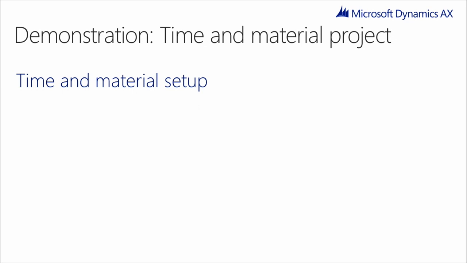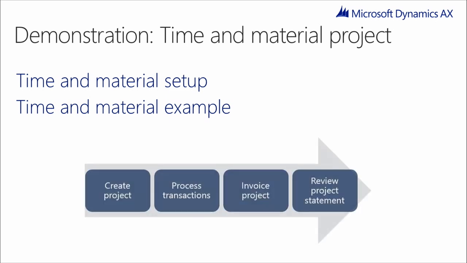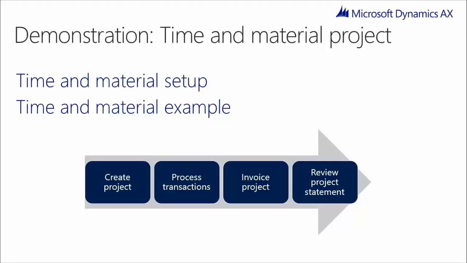So that's the basic bare bones setup of what you need to do to get a time and materials project to work. So let's take a look at an example then of how this works once I create the group and run through a flow. So we'll use this simple flow. We'll create a project, we'll post some transactions to it, invoice the project, and we'll use the project statement to review the effects of the posting on the financials.